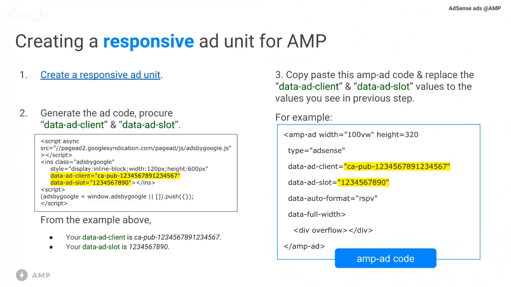So for example, here the data-ad-client is your ca-pub-1234, basically your property code. And then your data-ad-slot is the ad slot ID, which is unique for that ad unit. Once you get these two pieces of data, you just copy and paste the code that I share with you right now, the AMP ad code. You just have to change the data-ad-client and the data-ad-slot values to what you have. After that, you just copy and paste this whole code into your page. It's very simple.